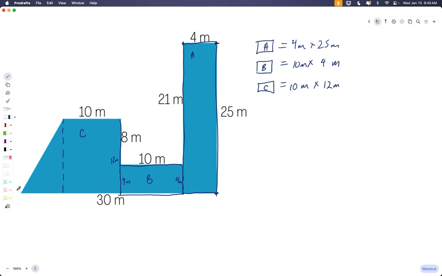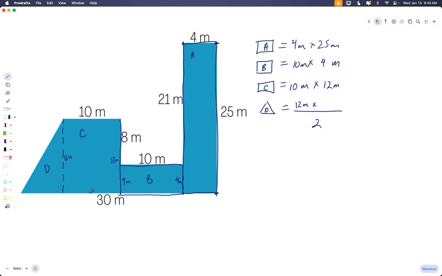So now I just have to figure out my triangle, and I know one of the dimensions of my triangle. We'll call this D. D is a triangle. 12 meters here means we have 12 meters here, right? So this is 12 meters tall. So 12 meters times some other, the base, we're going to divide that by 2, because that's how you do a triangle. I need to figure out what this dimension is, though.